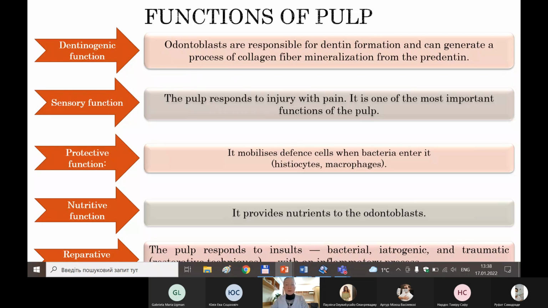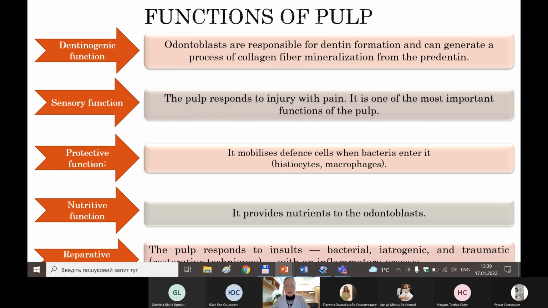And one more thing that is necessary to refresh in your mind is the functions of pulp. So pulp has a few functions. Dentinogenic function, the most important. Odontoblasts are responsible for dentine formation and can generate a process of collagen fiber mineralization from the predentine. Sensory function. The pulp responds to injury with pain. It is one of the most important functions of the pulp, especially when it comes to pulpitis.